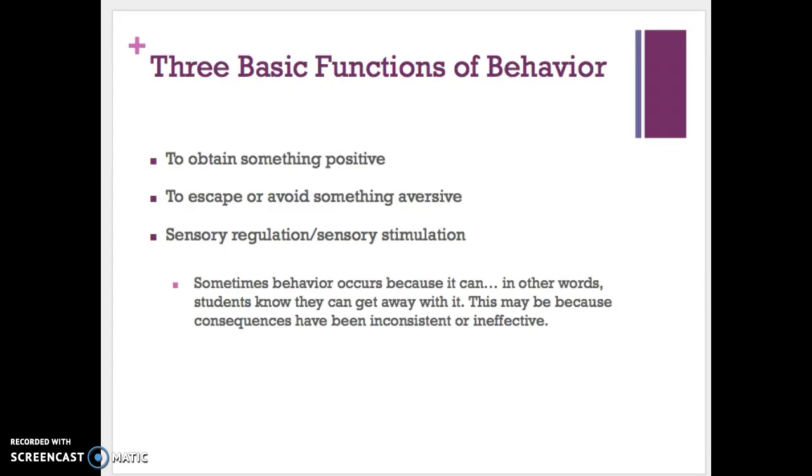We also need to just consider sometimes behaviors occur because they can. So in other words, students know they can get away with it, and this may be because consequences have been inconsistent or ineffective. But oftentimes, if students know that expectations are not consistent, they will behave in ways just because they can. So consequences need to be consistent, especially when you're working with a behavior plan, for it to work.